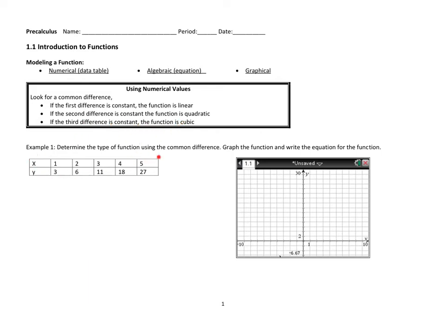So now let's look at this table, and I'm going to start by looking at the y values. We consider the y values, and then do 6 minus 3, and I get 3. 11 minus 6, I get 5. 18 minus 11, I get 7. 27 minus 18, I get 9. Now, if I look at those differences, this is the first difference, and I can see it is not constant.